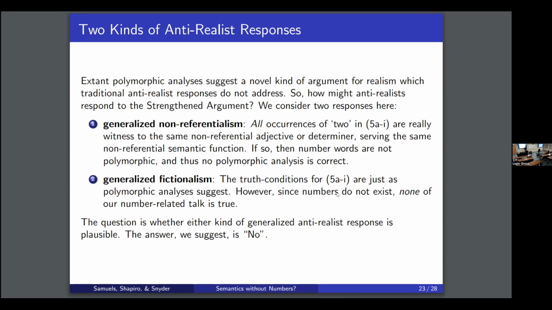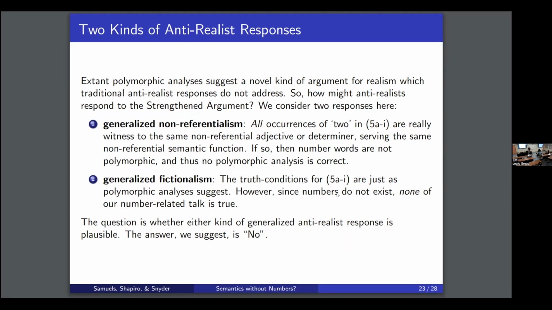First response is what we're going to call generalized non-referentialism. So these are just generalized versions of the original responses to the simple argument. According to generalized non-referentialism, all occurrences of 2, so all of the examples I gave you earlier, are the same adjective or determiner that occurs in "Mars has 2 moons." So we just generalize that view to all occurrences. Similarly, according to generalized fictionalism, polymorphic analyses are absolutely right. So we just assume that they are correct.